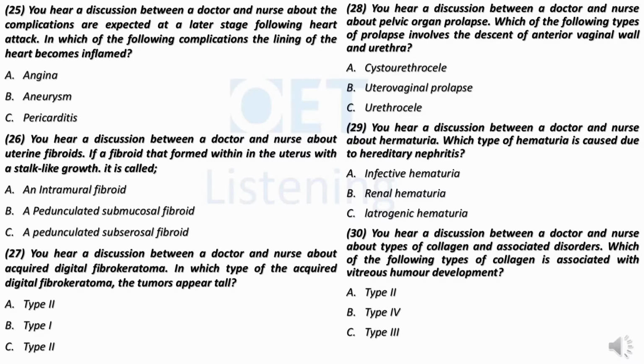Cystourethrocele involves the prolapse of the bladder and urethra along the anterior vaginal wall. Uterovaginal prolapse involves the descent of the uterus, the cervix, and the vaginal vault. Enterocele is prolapse of the posterior uppermost part of the vagina with loops of small intestine that have accumulated inside. Rectocele involves descent of the lower posterior wall of the vagina and the rectum which bulges into it.